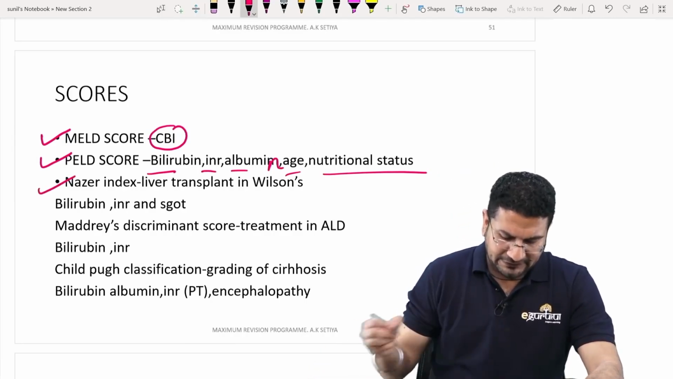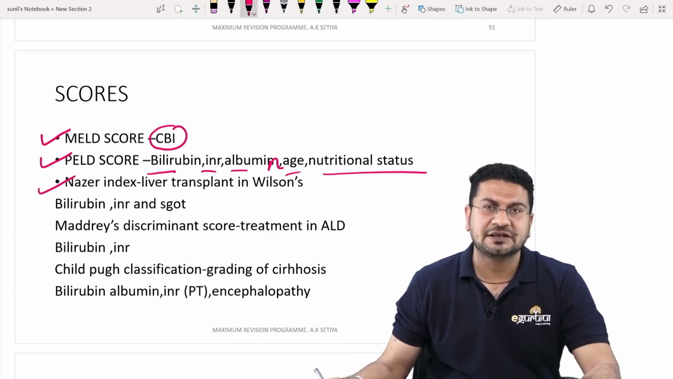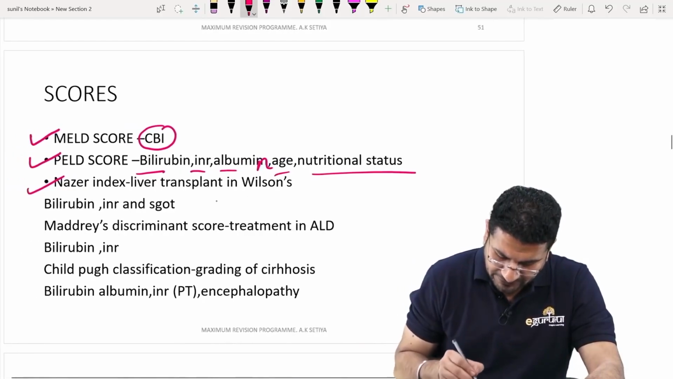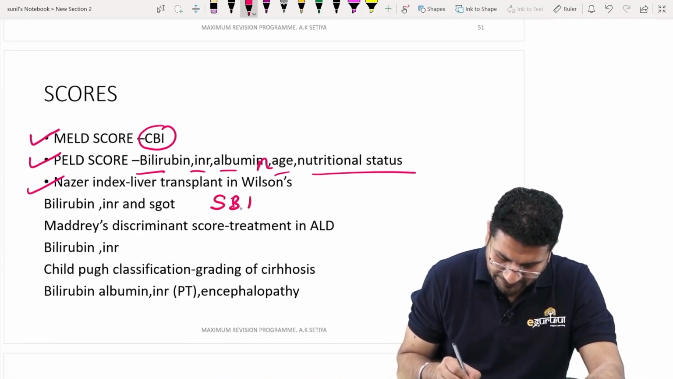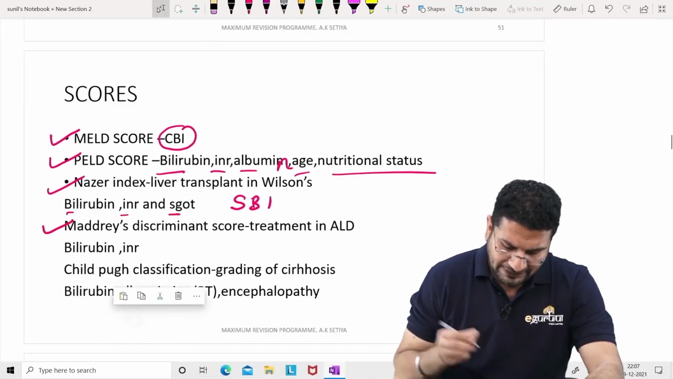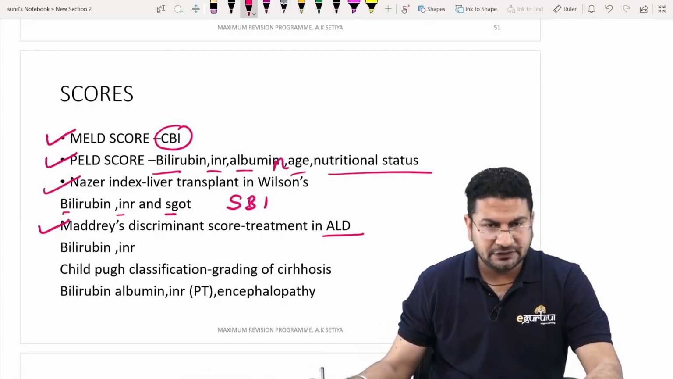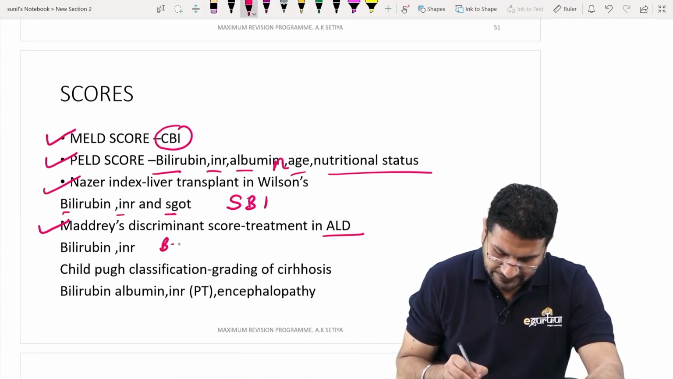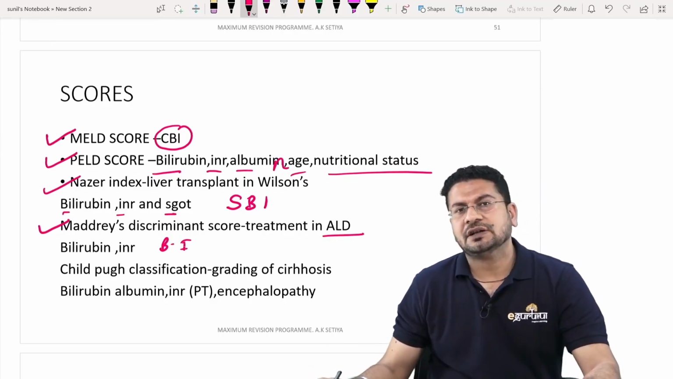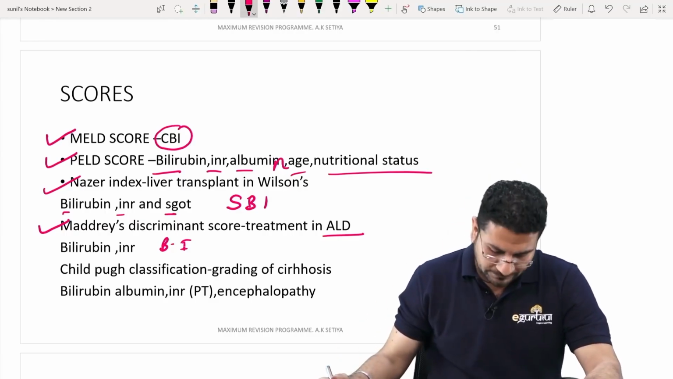Nazer index is a score that we use for liver transplant in case of Wilson disease. Remember the components of Nazer index by a mnemonic SBI: SGOT, INR, bilirubin. Maddrey's discriminant score is used in treatment for alcoholic liver disease. We have only two things here, bilirubin and INR, BI. There are a few more scores that we use in alcoholic hepatitis like Maddrey's discriminant score, Lille score, Glasgow score.